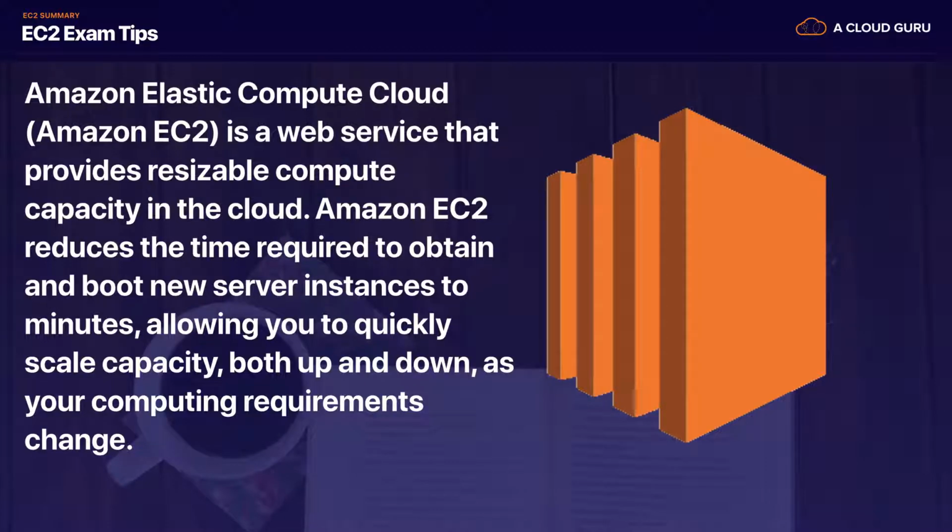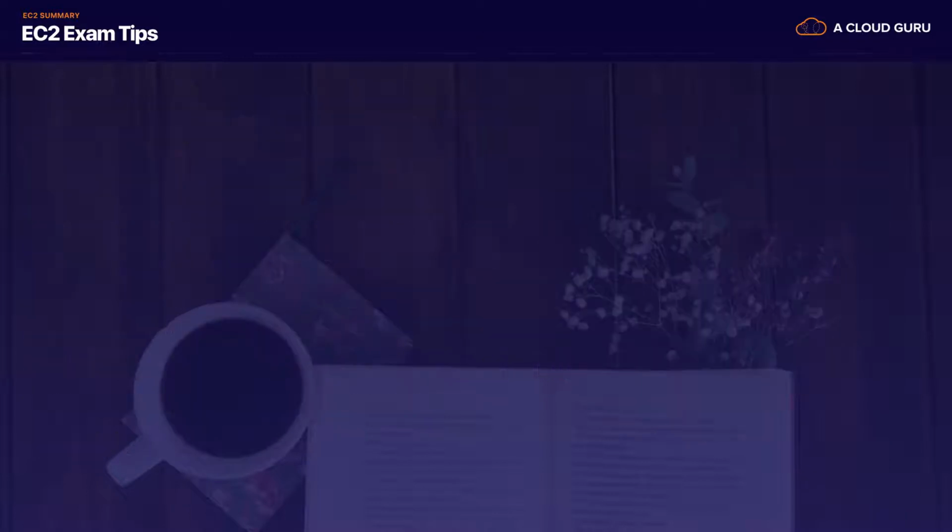The first thing we learnt about was what EC2 is. It's basically just a resizable compute capacity in the cloud, or it's a way of provisioning virtual machines in the cloud. And it reduces the time required to obtain and boot new server instances to minutes rather than hours or days or weeks or months depending on where you work. And it allows you to quickly scale capacity both up and down as your computing requirements change.